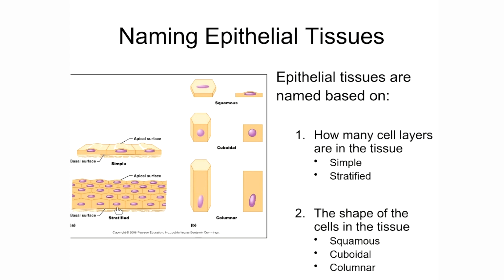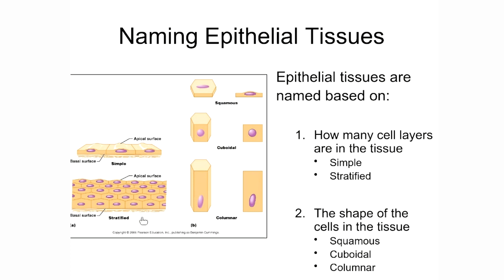If you've got several layers of cells that are stacked one on top of another, like you're seeing in this diagram, the lower diagram below where I now have my finger, now you've got what's known as a stratified tissue. So the first part of its name is going to be stratified something epithelial tissue.